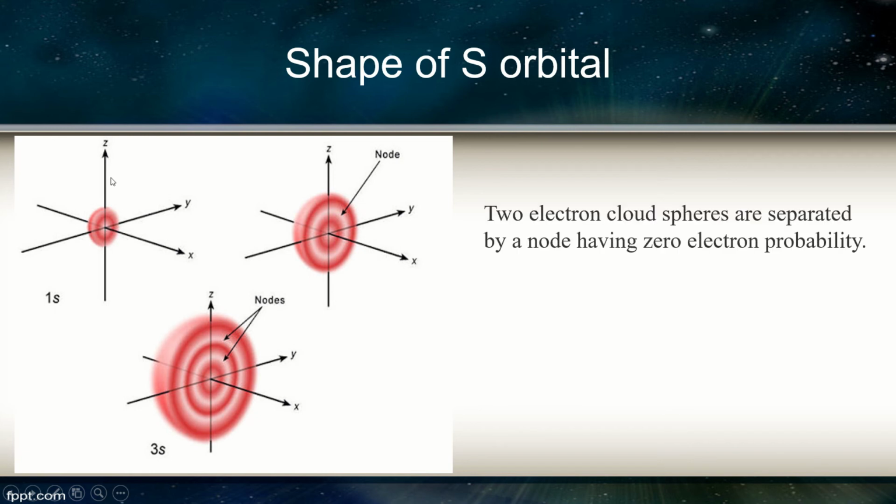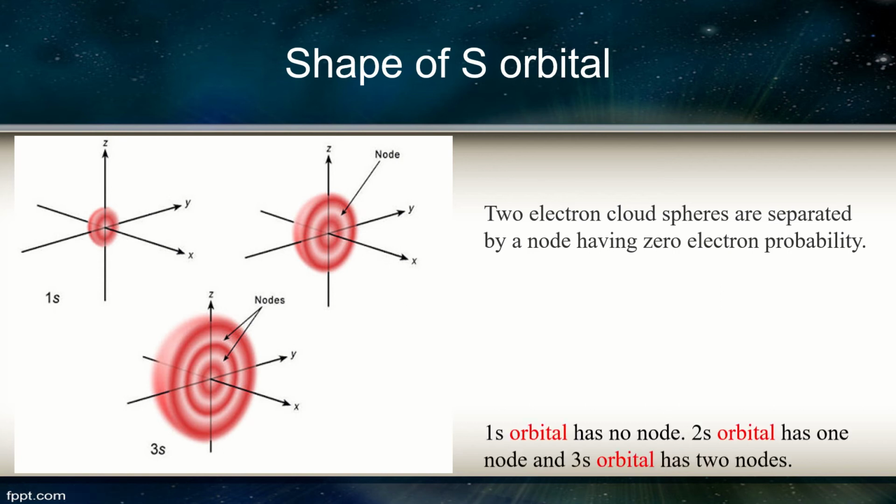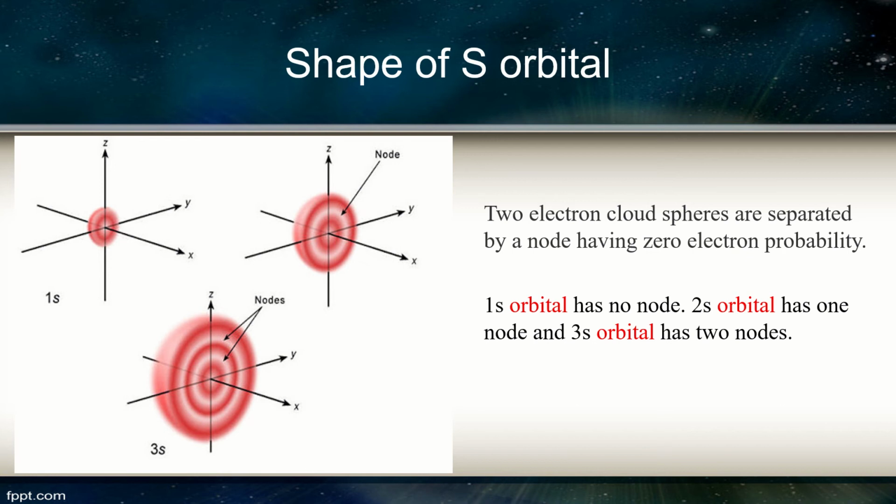Two electron cloud spheres are separated by a node having 0 electron probability. 1s orbital has no node, 2s orbital has one node, 3s orbital has two nodes. In this way, 4s orbital has 3 nodes, 5s orbital has 4 nodes, and so on.